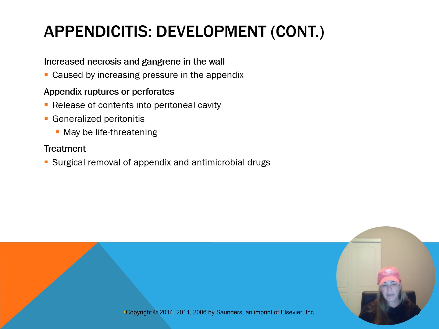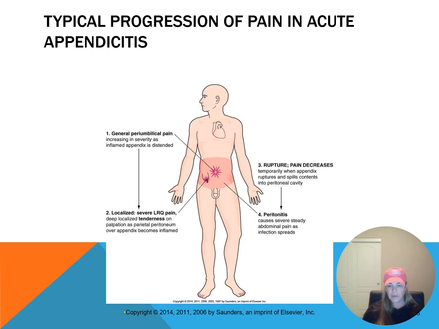Treatment, surgical treatment. So basically remove the appendix and give antibiotics are pretty much the treatments for appendicitis. Complicated appendicitis, you might have some drains. If you have an abscess, then you might have a drain to remove the abscess. But in basic appendicitis, you're just going to remove the appendix. And there's your diagram that you guys can refer to in the book.